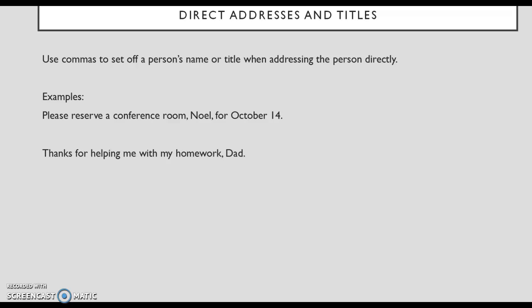Direct addresses and titles. Use commas to set off a person's name or title when addressing the person directly. Examples: Please reserve a conference room, Noel, for October 14th. Thanks for helping me with my homework, Dad. Here we have Noel and Dad being directly addressed. So you need the commas before.